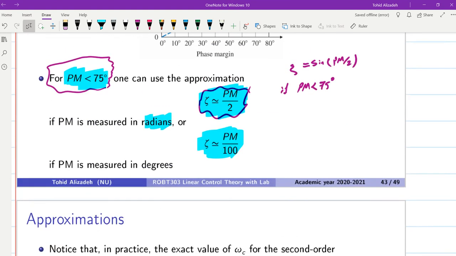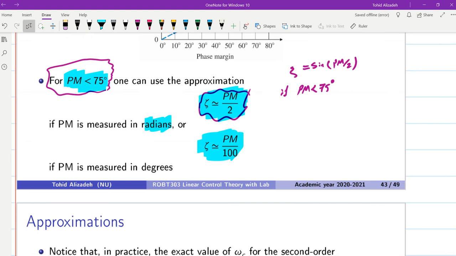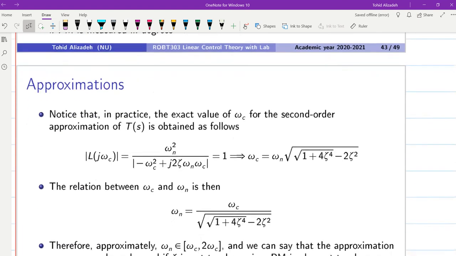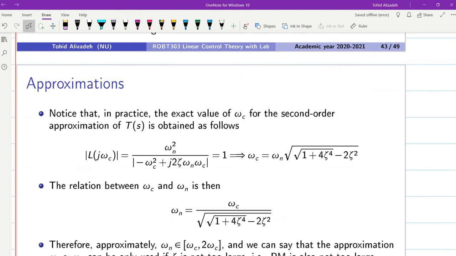So that's the case when the phase margin is smaller than 75 degrees. Keep this in mind. Another point is that you should notice that in practice, the exact value of omega c for the second order approximation of T of S, the closed loop system, can be obtained as follows.